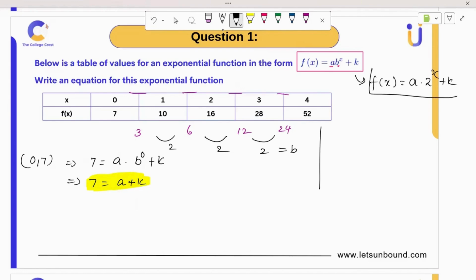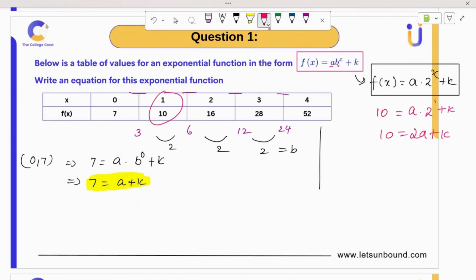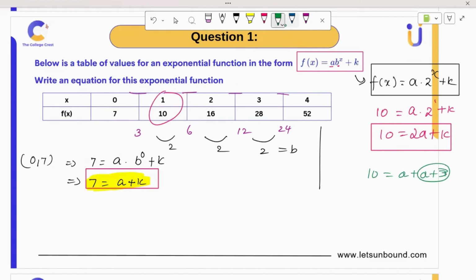Now you will have two unknowns. That's easy, we know the techniques, right? Now you can plug in 1 and 10, or whichever you want. So 10 equal to a times 2 power 1 plus k. So 10 equal to 2a plus k. Already we have 7 is a plus k. You can use substitution or just manipulate this. 10 equal to 2a plus k, and a plus k is 7, so I can use it: 10 equal to a plus 7. A is 3. So we got a.